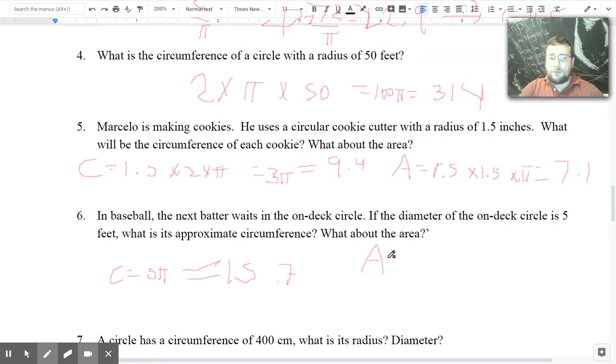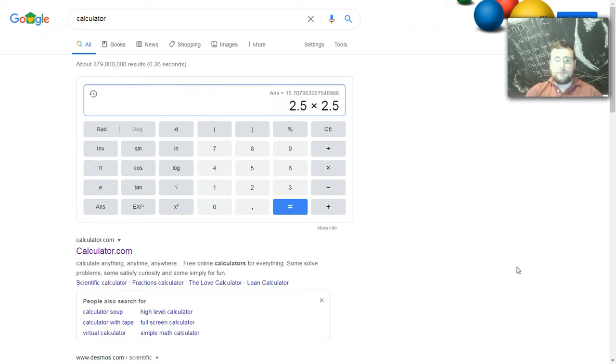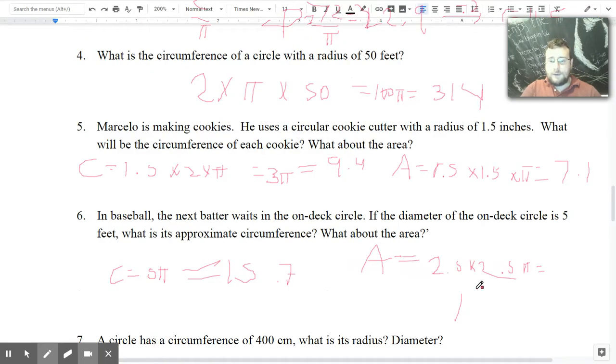For area, I have to be careful because the area formula is in terms of radius. And what they just gave me is 5 diameter. Okay, so I have to use half of that, which is 2.5 times 2.5, times pi. All right. Now, if you put that in the calculator, you get 2.5 times 2.5, and you get 6.25 times pi, which would be 19.6. Hopefully, you've been pausing and trying with me. Actually, it's closer to 19.6.